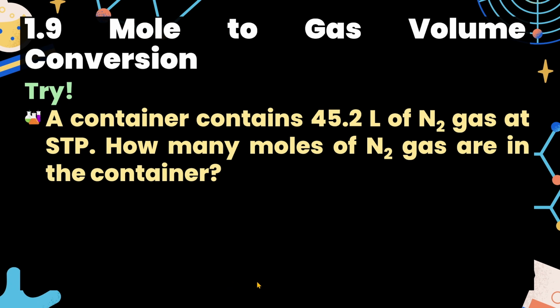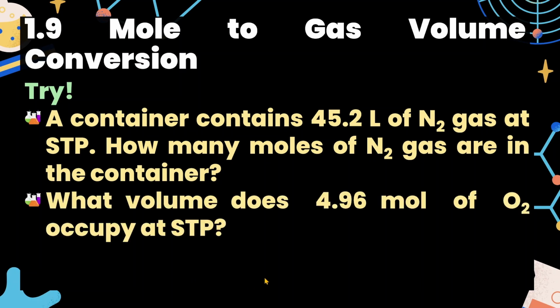Let's try to solve for these problems. I want you to solve for these problems in your notes. A container contains 45.2 liters of nitrogen gas at STP. How many moles of nitrogen gas are in the container? What volume does 4.96 moles of oxygen gas occupy at STP?